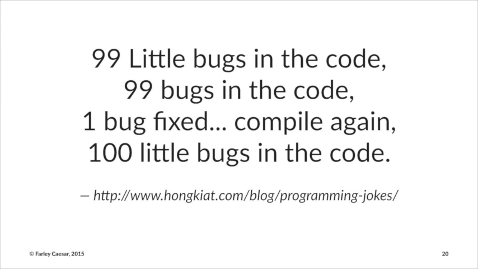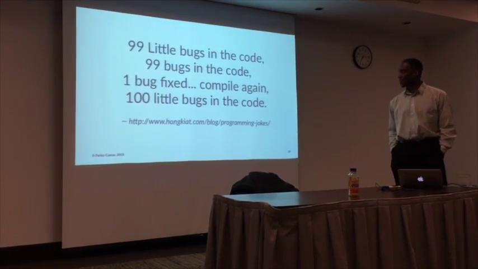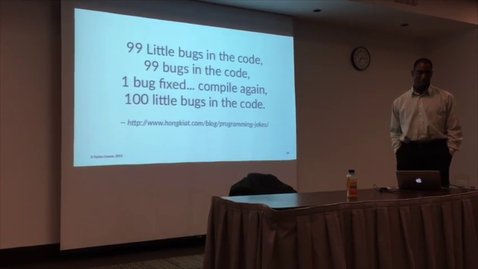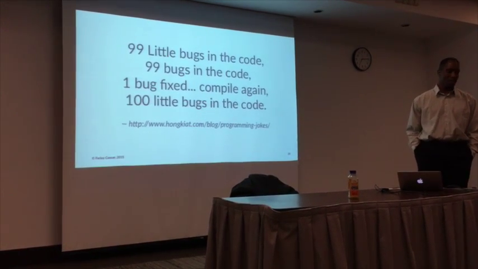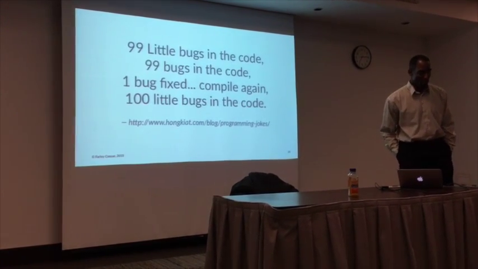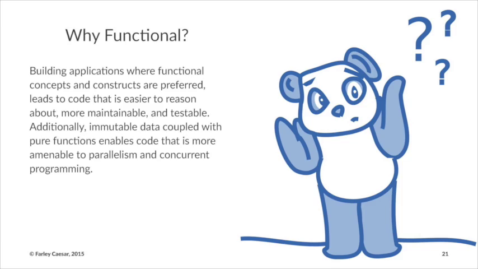99 little bugs in the code, 99 bugs in the code, 1 bug fixed, compile again, 100 little bugs in the code. Now I'm sure a lot of you have probably experienced this, and I know I experience it daily. And it's one of the reasons why functional programming aims to help create less buggy software. And it's really because of the way you structure your application. Hopefully you have less bugs.